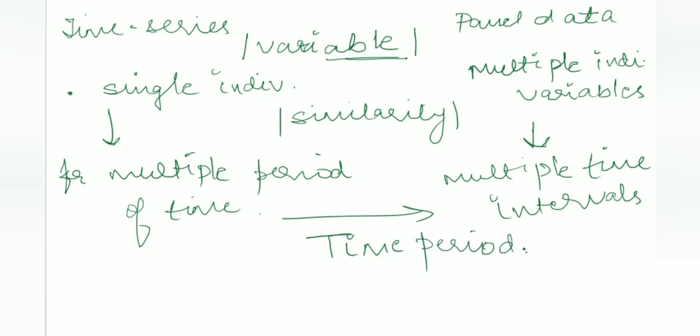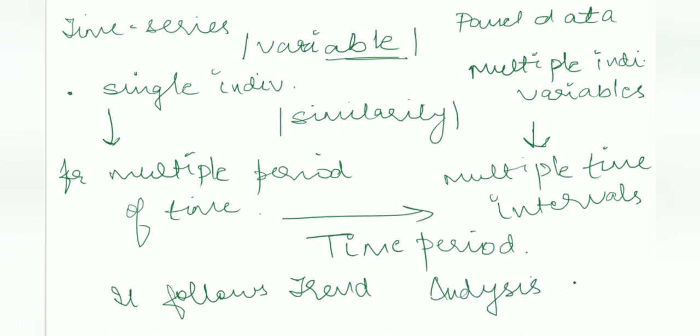Whereas what we studied in cross-sectional is that time doesn't matter there, but the same characteristic. Here, multiple time intervals, which is why I said it follows trend analysis. Now, I hope you understood the difference between cross-sectional and longitudinal. Then coming to longitudinal, time series and panel data, you can easily recognize what type of data your study belongs to.